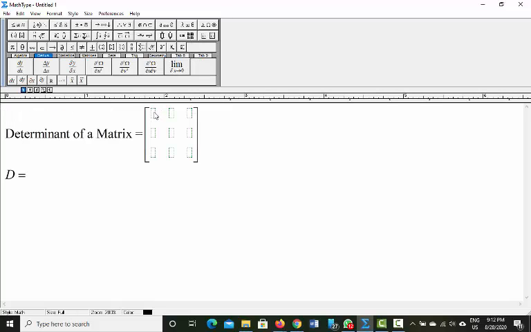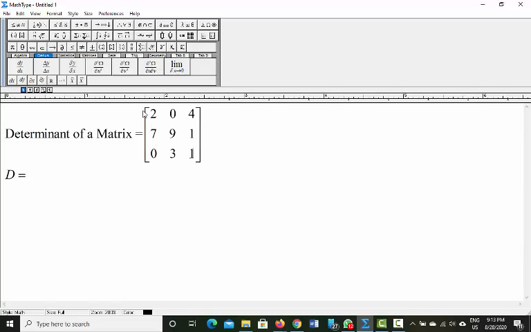So for example, this is the matrix. Remember, if you want to find the determinant of a matrix, it has to be a square matrix. That means the number of columns and the number of rows must be the same. So this is a matrix.